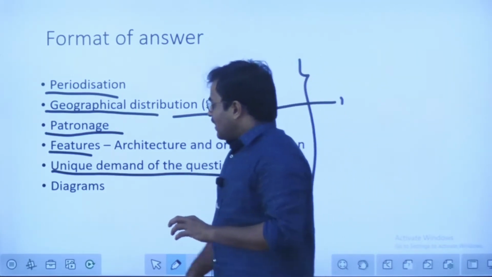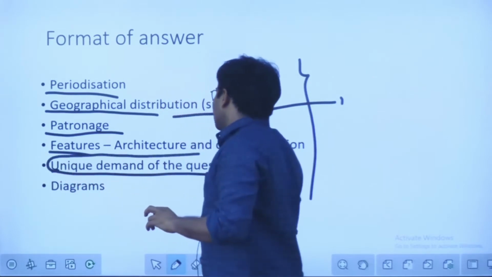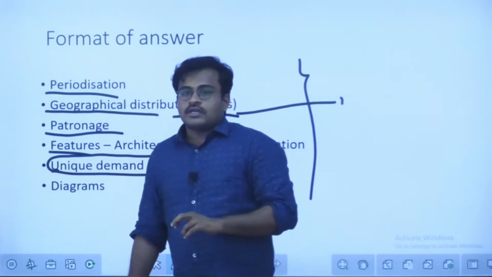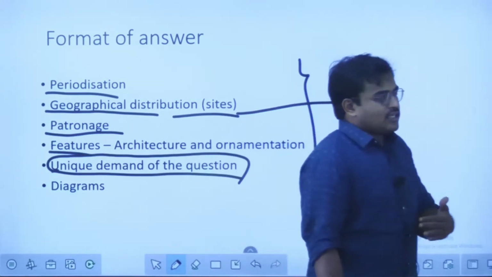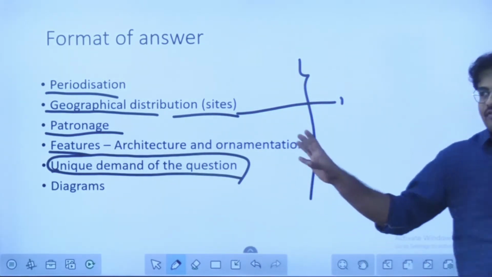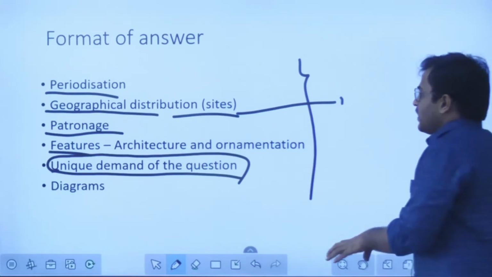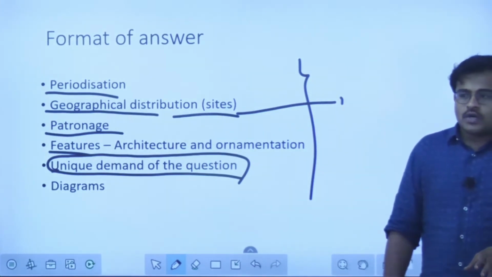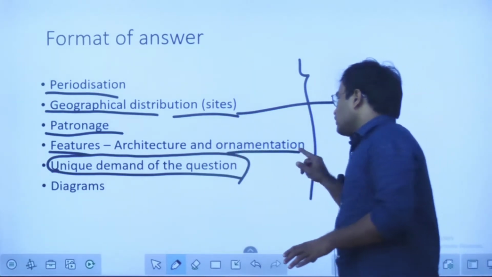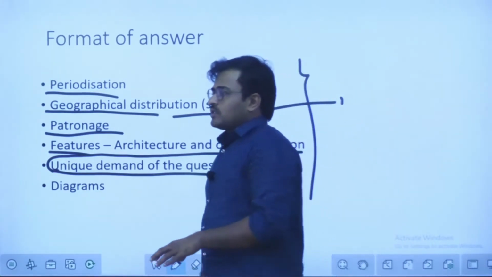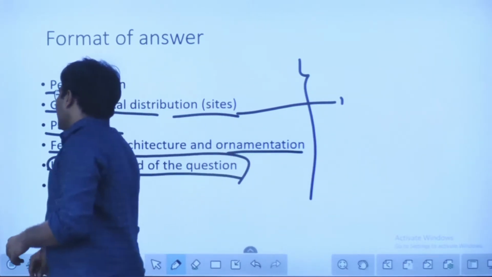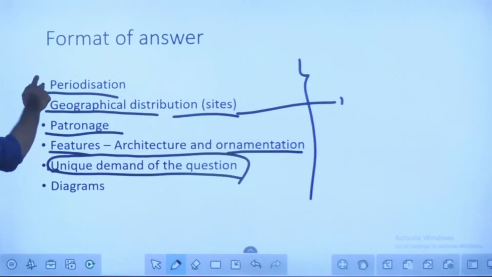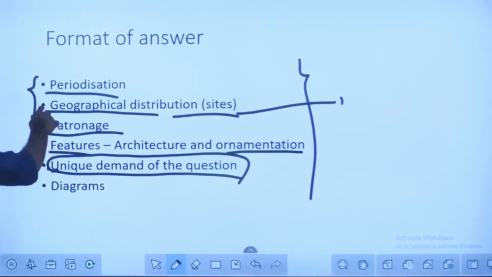This format you have to definitely follow for each and every answer on culture. I have made some specific side headings for others also, but more or less it will be the same way. Who are the patrons, what is the period, what is the geographical distribution, what are the unique features of the said art form, and what is the ornamentation along with the architecture. Then you have to go to the unique demand of the question. So in fact some 30 to 40% of your answer will be covered here only if it is a 10-mark question, and this is a non-negotiable must.